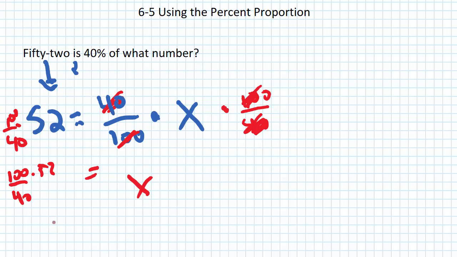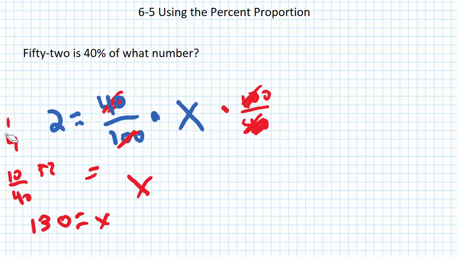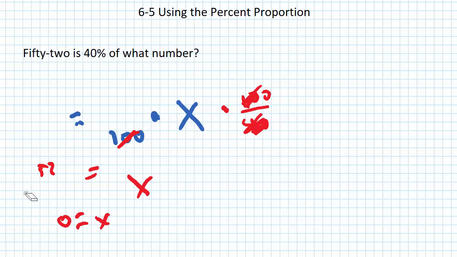100 times 52 is 5,200. Divide by 40, and I get 130 equals x. All right, so I could say then 52 is 40% of 130, which makes sense. 40% is almost half, and 52 is almost half of 130, right? Okay, well, let's look at yet one more small way to do this. Let me erase this here.